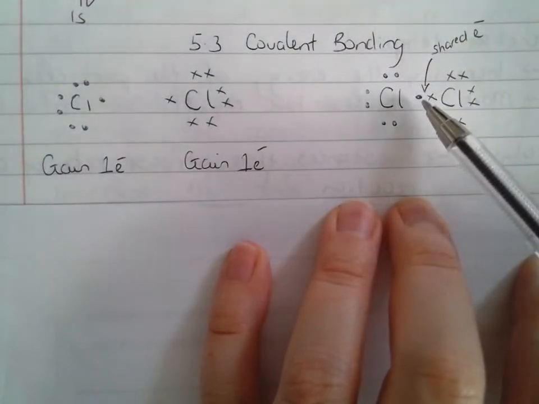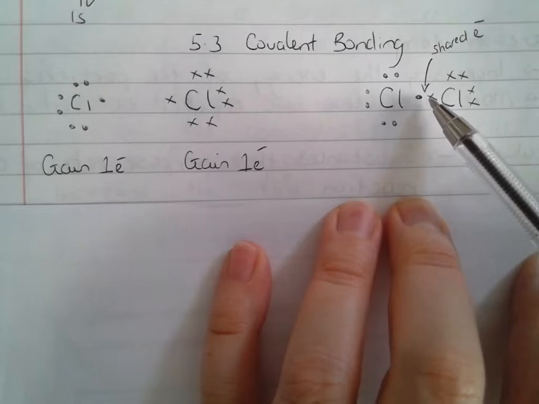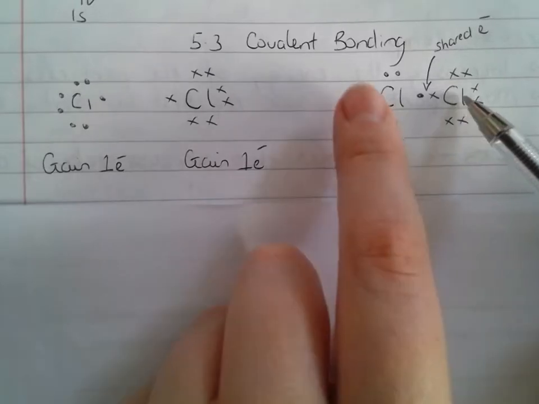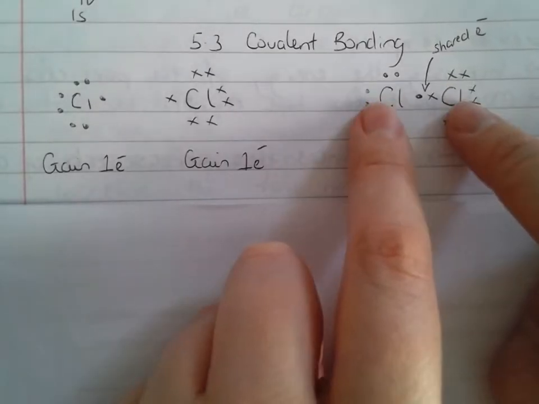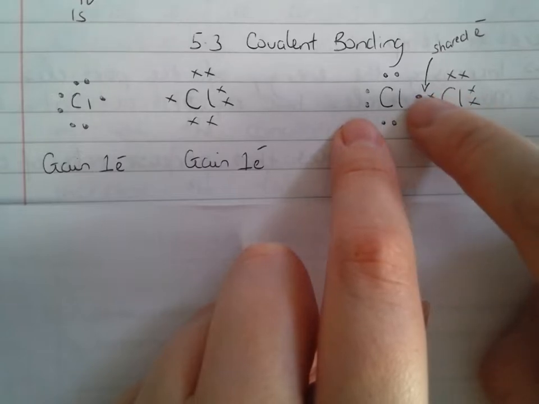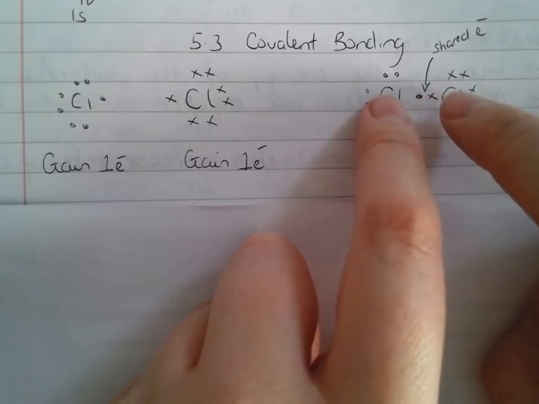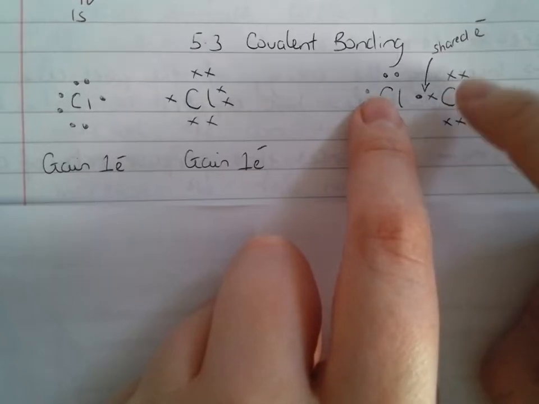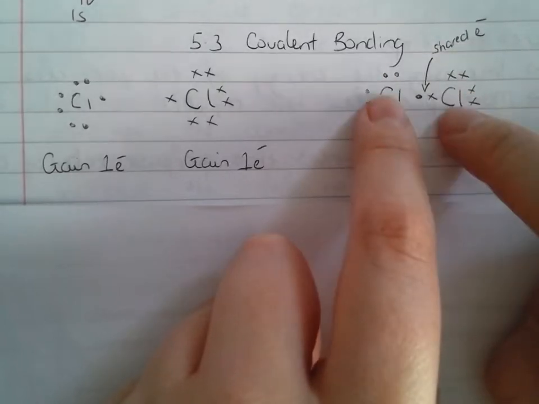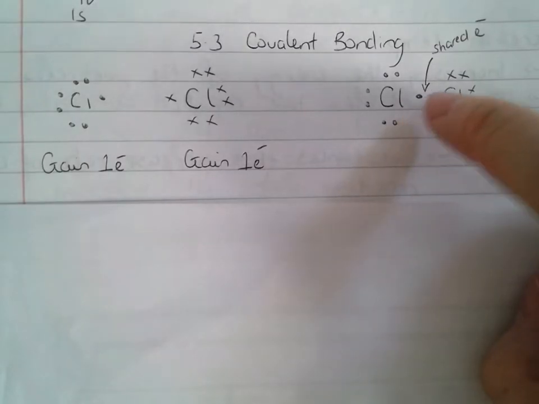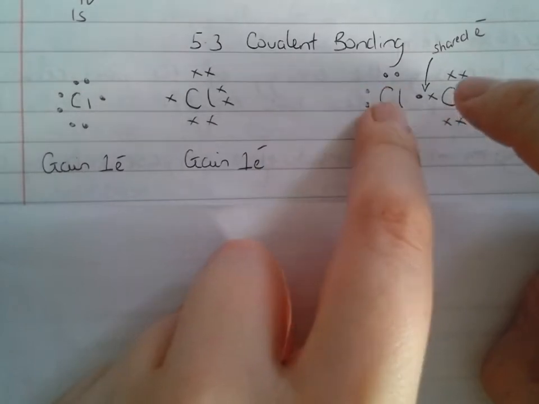We know that electrons are negatively charged, so these electrons here in the middle are going to be negatively charged. And for both chlorine atoms, you're going to have a positive nucleus. So there's an electrostatic force between the negative electrons in the middle and the positive nuclei on either side. And that electrostatic force between the shared electrons and the positive nuclei is a covalent bond. So a covalent bond is the electrostatic force between the shared electrons and the positive nuclei of the 2 bonding atoms.